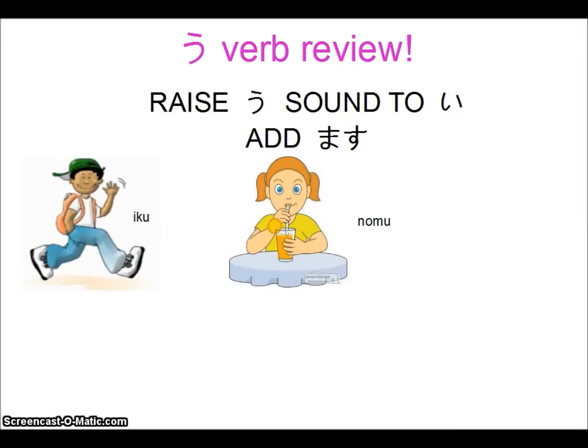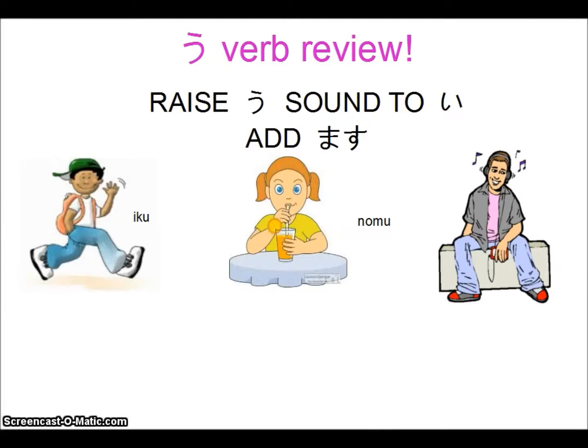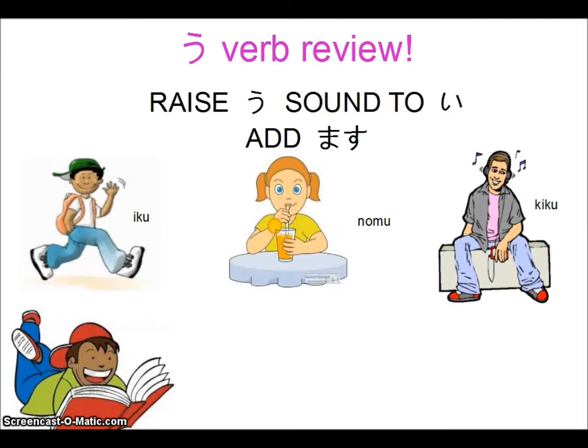This one is nomu. So changing it to an e, then adding mas would become nomimasu. This verb is kiku. So changing that to an e, kikimasu. This picture would be yomu, to read. So raising the mu to a mi, then adding mas, becomes yomimasu.